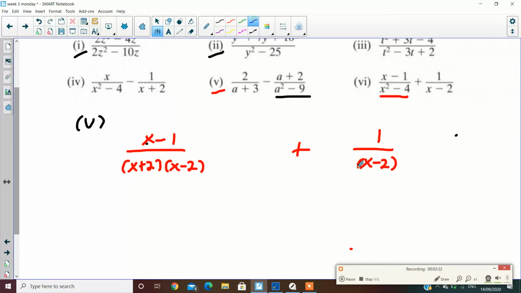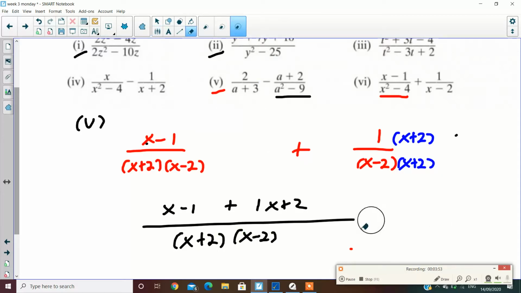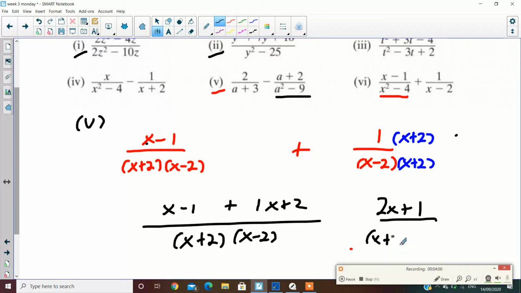What does the denominator on the right hand side lack? So x plus 2 top and bottom. And multiply it out, all with one denominator. And finally, what do we have at the end? Yeah, 2x plus 1 over x plus 2 and x minus 2. Happy days? Okay.